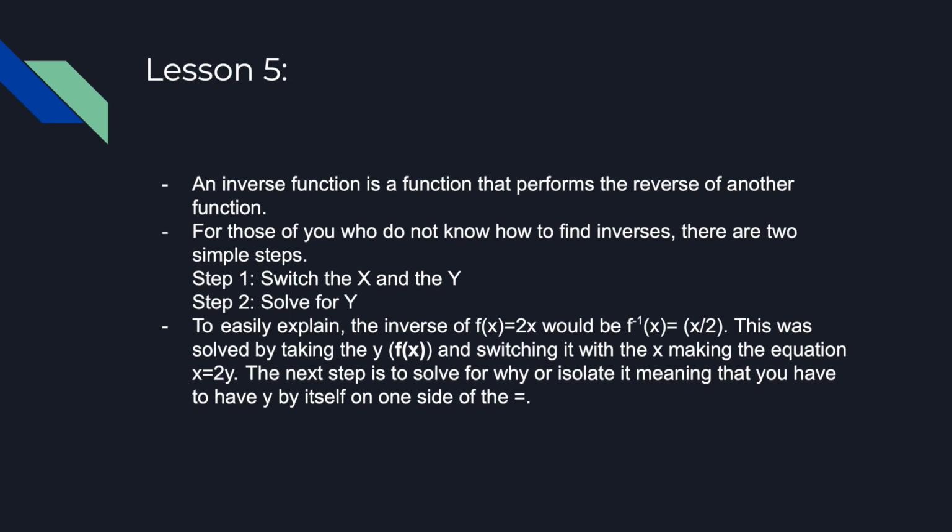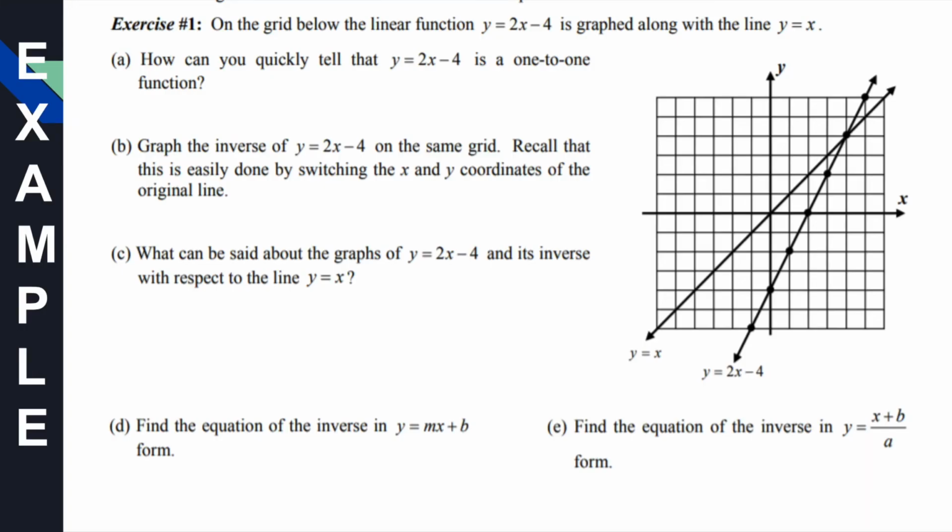And right here is an easier way to understand it. I'll wait another second if you want to check it out. Okay, so this is the question that we have. On the grid, the linear function y equals 2x minus 4 is graphed with the line y equals x. We can go back and forth to the questions just to see what they look like.